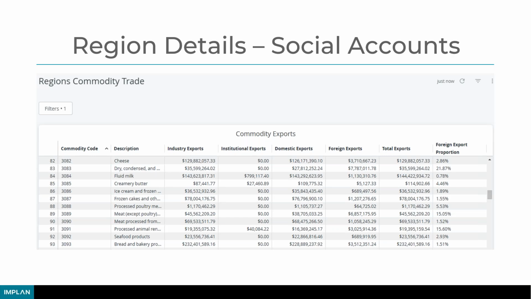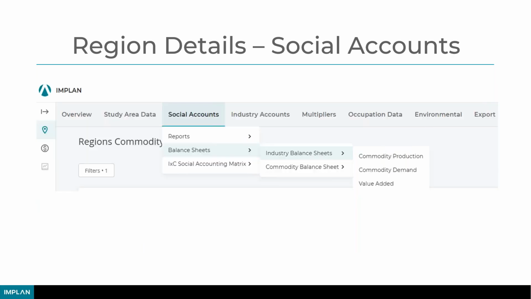Now, one thing to keep in mind is when you're thinking about those domestic exports, where do they go? We'll talk about that a little bit later in this webinar when we talk about US trade flow data. We do have a modeled estimate of where those domestic exports go. So if you want to know where does that $126 million of cheese go from Hennepin County, we can take a look at that.